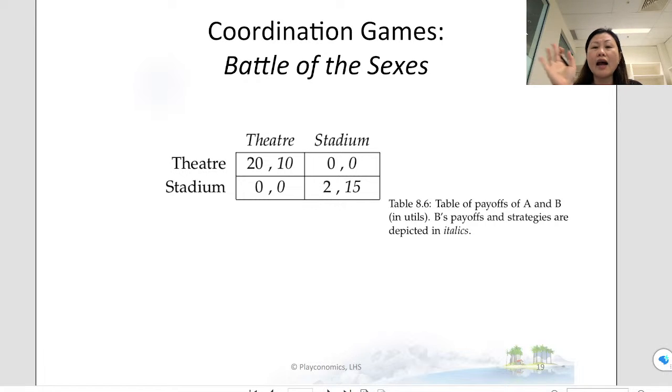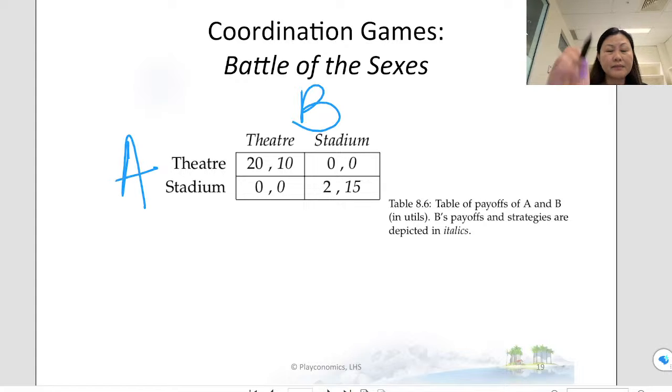Now, imagine there are two partners. Doesn't bother me if you can think boy, girl, boy, girl, girl, two partners. Okay. Let's say partner A and partner B. They either want to go to the theater to watch a show or go to the stadium to watch sport. They want to spend time together, but they prefer different activities. A and B want to go on a date.